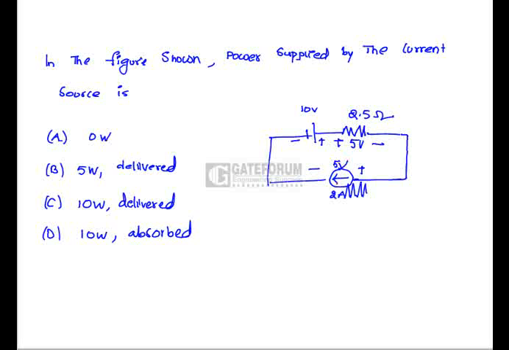Hence now the current is entering the positive terminal of the current source. That means the current source is absorbing the power. So power absorbed by the current source is nothing but the voltage across the current source and the amount of current it is allowing through it. So 5 into 2, which is 10 watts, absorbed. Hence option D is correct.